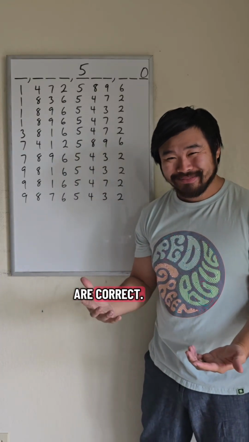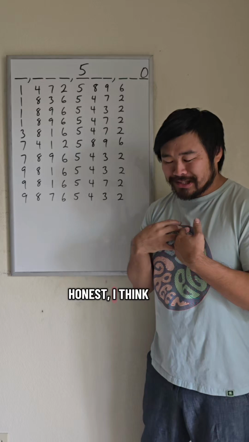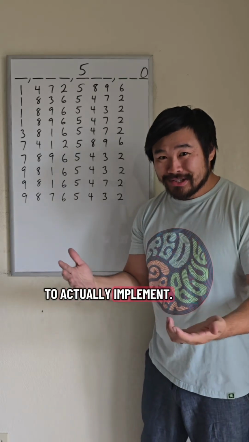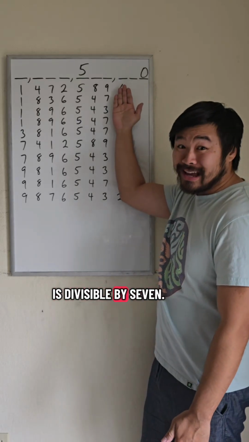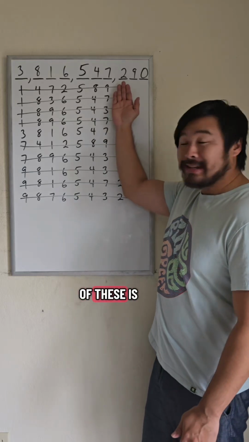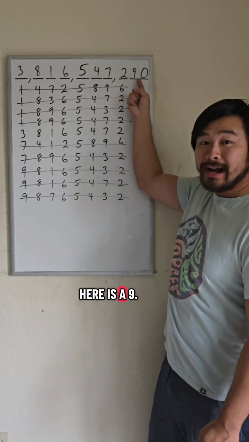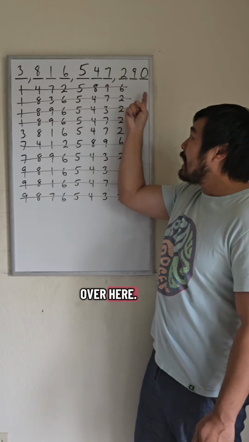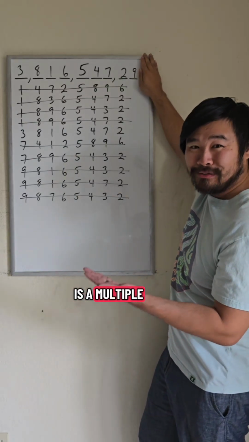Now, we haven't touched the divisibility rule of 7 yet, and to be honest, I think it's too complicated to actually implement, so I'm just going to use a calculator to see which of these numbers is divisible by 7. And only one of these is divisible by 7, and the only digit not represented here is a 9, so we can place the 9 over here, and we know that this number is divisible by 9 because the sum of the digits is a multiple of 9.